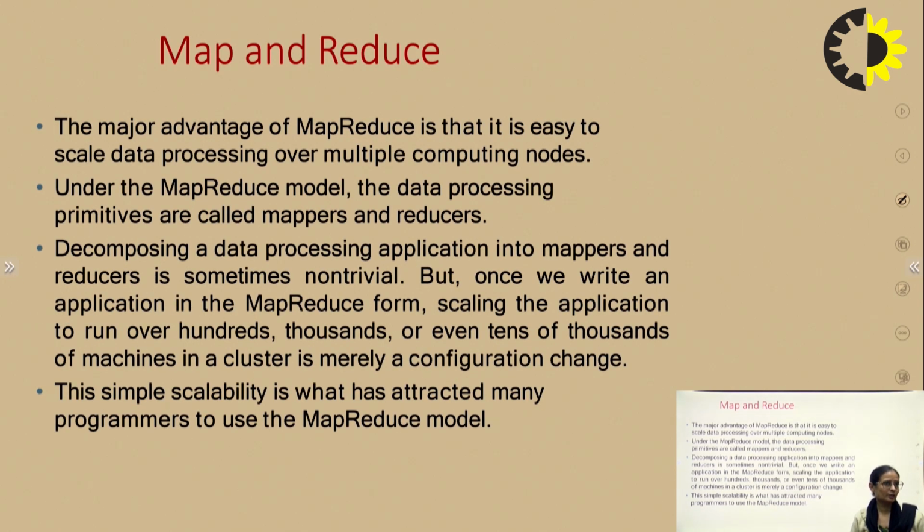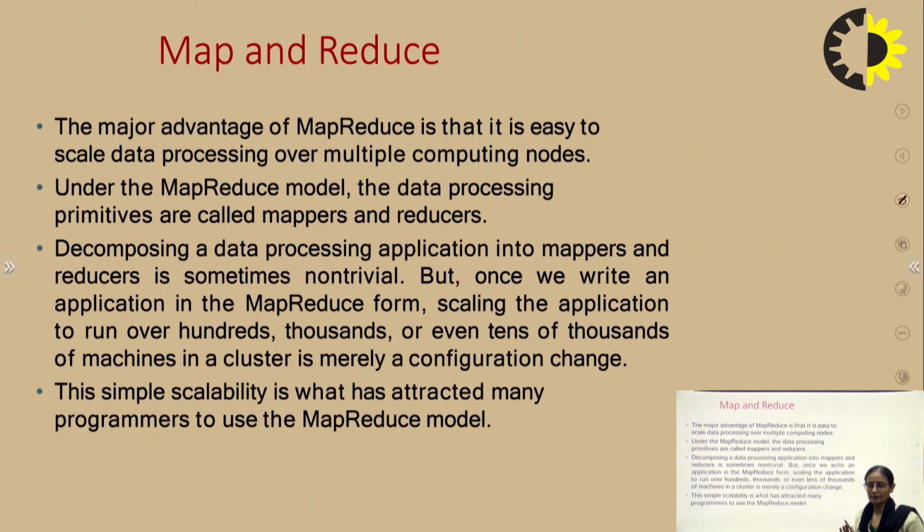The major advantage of MapReduce is that it is easy to scale the data processing over multiple computing nodes, since we are distributing the data on different nodes. Under this model, the data processing primitives, as we have seen, are the mapper and the reducer. Decomposing a data processing application into mappers and reducers is sometimes non-trivial, but once we write an application in the MapReduce form, scaling the application to run over hundreds or thousands or tens of thousands of machines in a cluster is merely a configuration change.